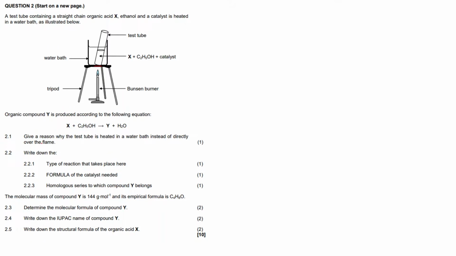Question 2.1. Give a reason why the test tube is heated in a water bath instead of directly over a flame. So, as we can see, we here have ethanol. And ethanol is an alcohol, and alcohol is flammable and catches fire easily. So we want to avoid that.